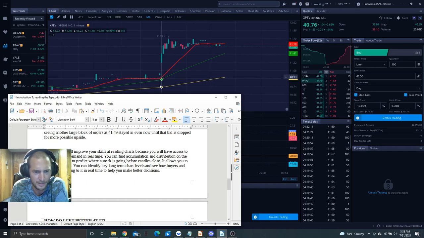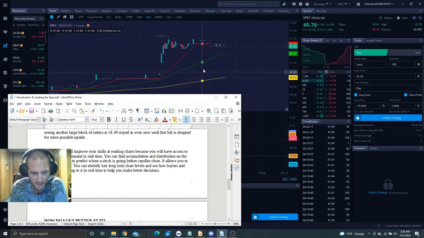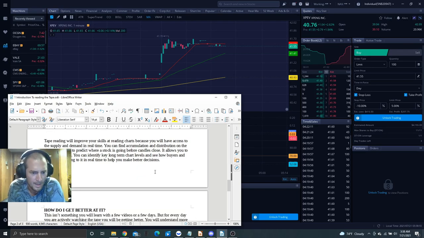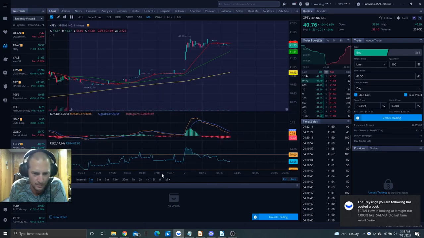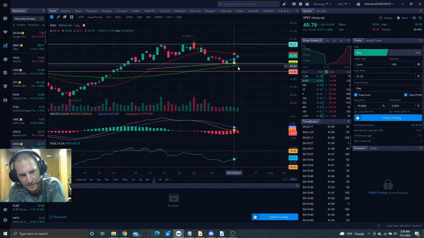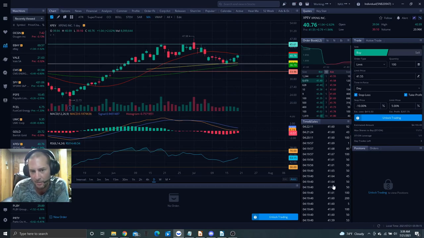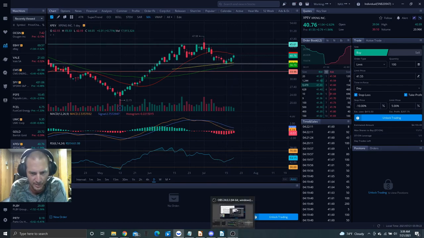Tape reading will improve your skills at reading the charts. We just talked about that, because you have access to the supply and demand in real time. You can see here the big buyer is accumulating shares, and he won't allow the price to go below 40.89. So if you get in at 40.90, it's a pretty good bet that this guy's going to keep pushing the price above 40.89. It allows you to keep a tight stop, and you can identify long-term price levels. Even on your daily charts, if you find a very important level on a daily chart, when the price gets to this level, you can watch and see how buyers and sellers are reacting to that level, and it can give you a better indication of whether that level is going to hold or whether it's going to break.